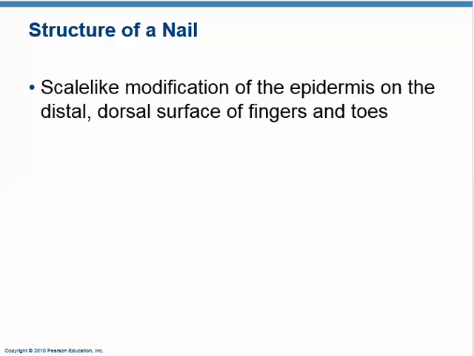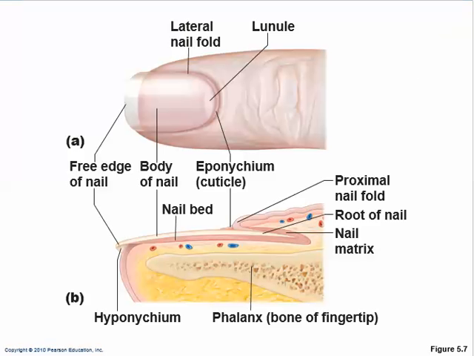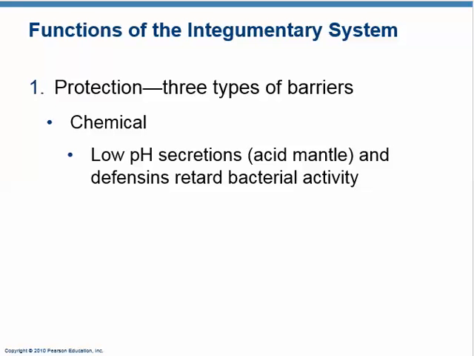Nails are very similar. What nails really are is this layer of keratinocytes that grow from the nail bed at the root of the nail, and the keratinocyte is a hard keratin.